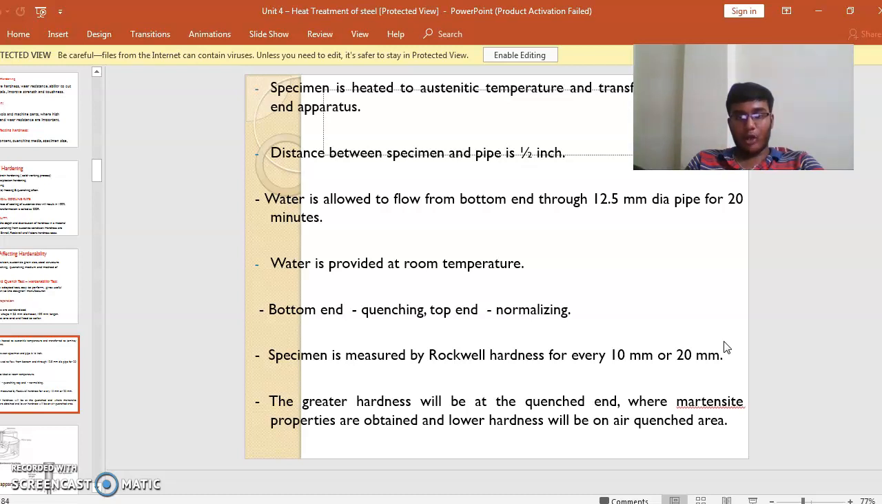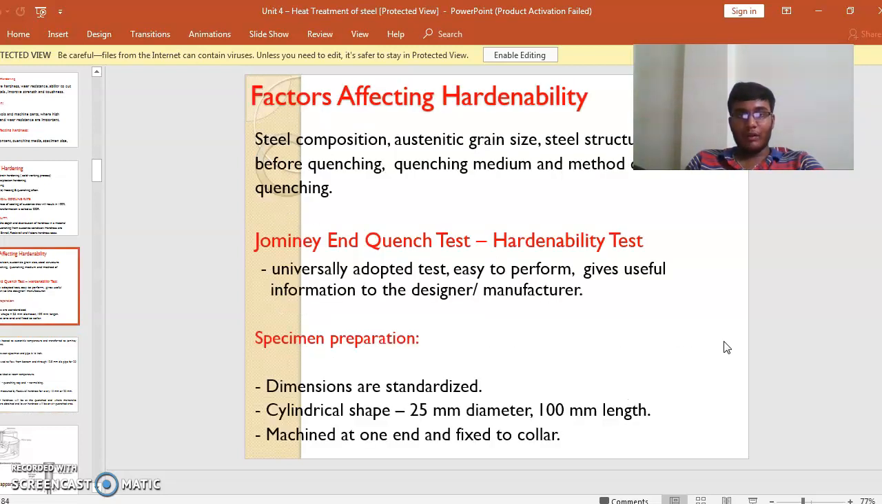The bottom end is quenched and the top end is cooled like normalizing. That is, the bottom end experiences conditions like the annealing process, and the top end undergoes the normalizing process. That is, two different hardness values can be observed in the same specimen. Hardness is measured by Rockwell hardness for every 10 mm or 20 mm. The greater hardness will be in the quenched area where martensite properties are obtained, and lower hardness will be in the air cooled area. This is the main application where we can see both normalizing and annealing processes performed on the same metal.